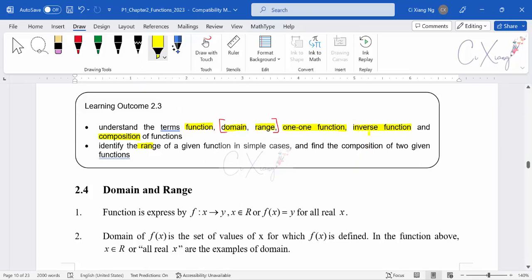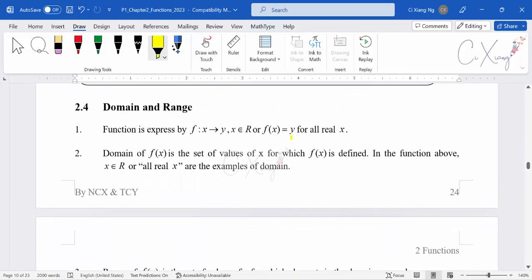Okay, so for this video, we focus on knowing the meaning of domain and the meaning of range. Basically, all functions are expressed in this pattern. You can see that they give you some values of x followed by the equation of the function. So this is what we call the domain.